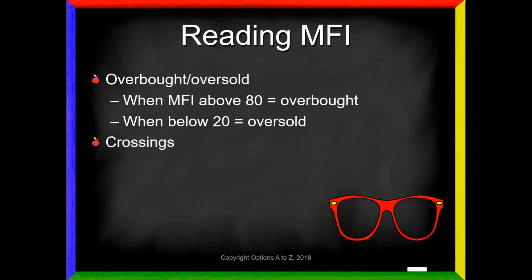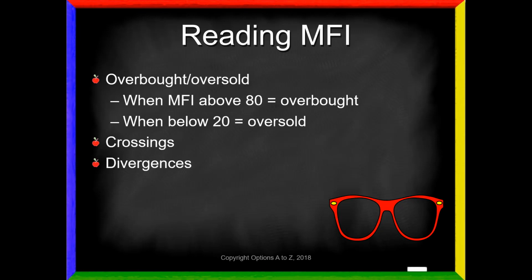Second, we can look at crossings. I talked about this in RSI. Whenever we see the indicator move from below 20 to above, we would say, okay, that becomes now a bullish signal. Or if it moves from above 80 down below, it's when it crosses these overbought and oversold levels that it actually triggers a bullish or bearish sentiment.